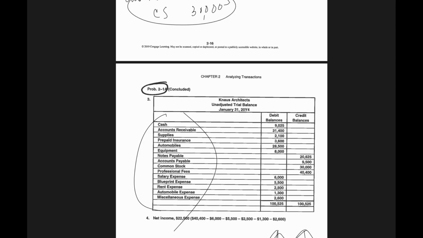Well, again, net income or loss is all of our income statement accounts, revenues and expenses. So it's essentially the net of those. 40 less all of those expenses gives us a net income of $22,500. That takes care of our exercises and problems for Chapter 2. Again, I would take the time to go through Cengage and look at those exercises and make sure that you've had time to let that material sink in.